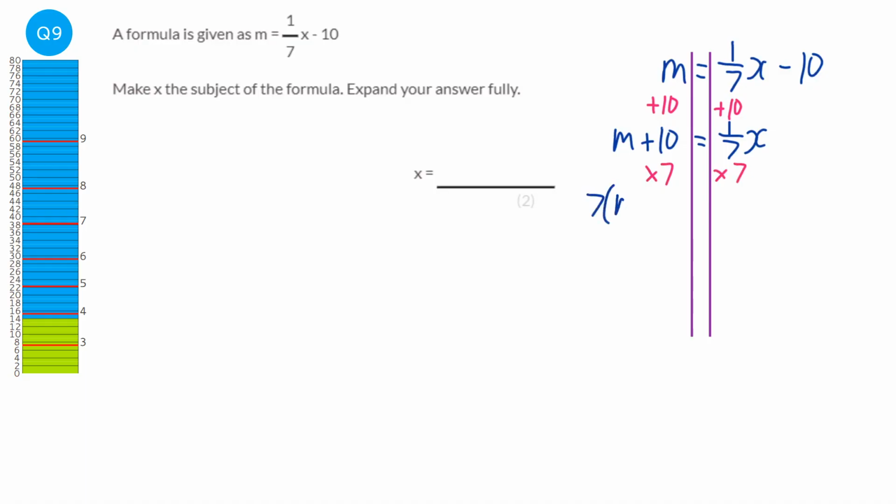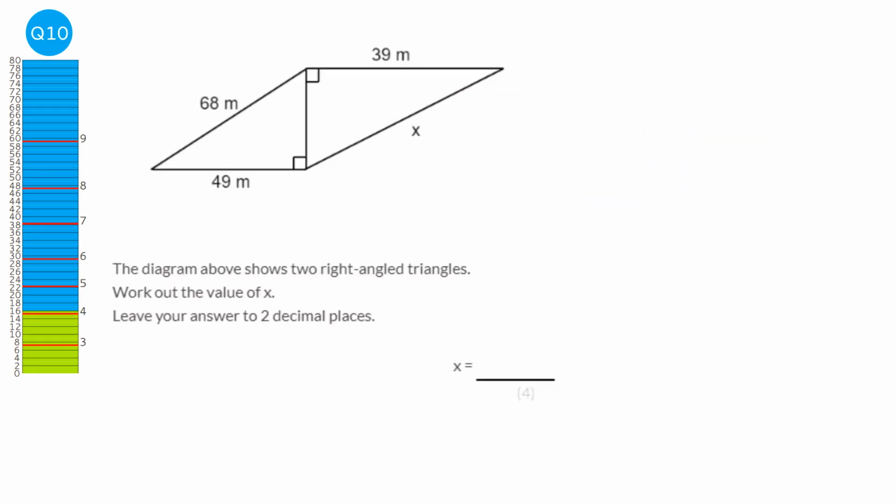So 7 brackets m plus 10 equals x. So x therefore would equal 7 brackets m plus 10, but it says expand your answer fully, so we're just going to expand the brackets. 7m plus 70.